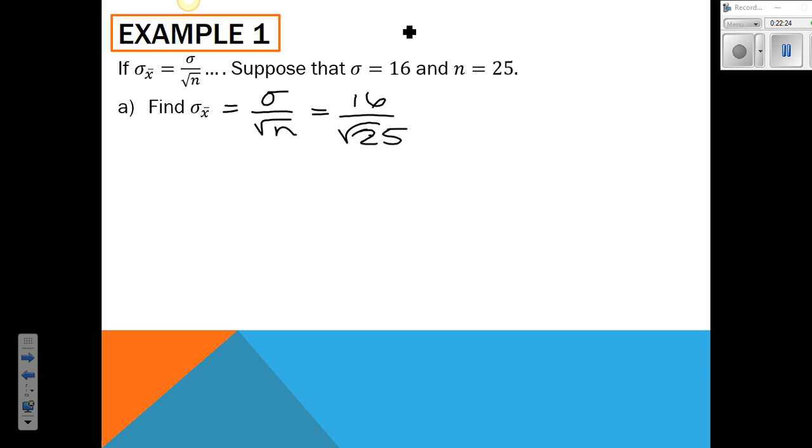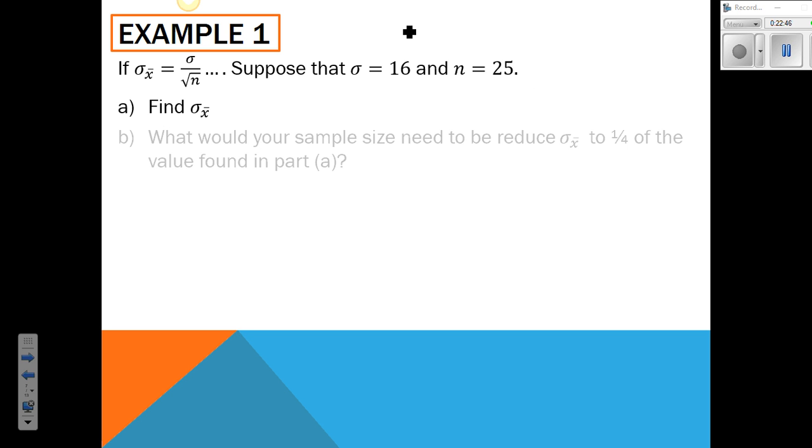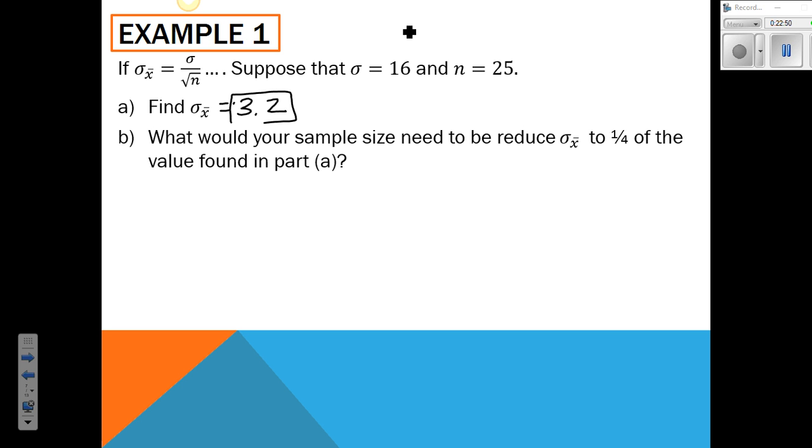All right, so what's the square root of 25? 5. So that's going to be approximately what? 3.2. You guys good with that? So what is the standard deviation of our sampling distribution of x bar? 3.2, or 16.5, whatever you guys want to do. All right. So I'm going to erase that because when I click the next screen, I'll rewrite this to 3.2.